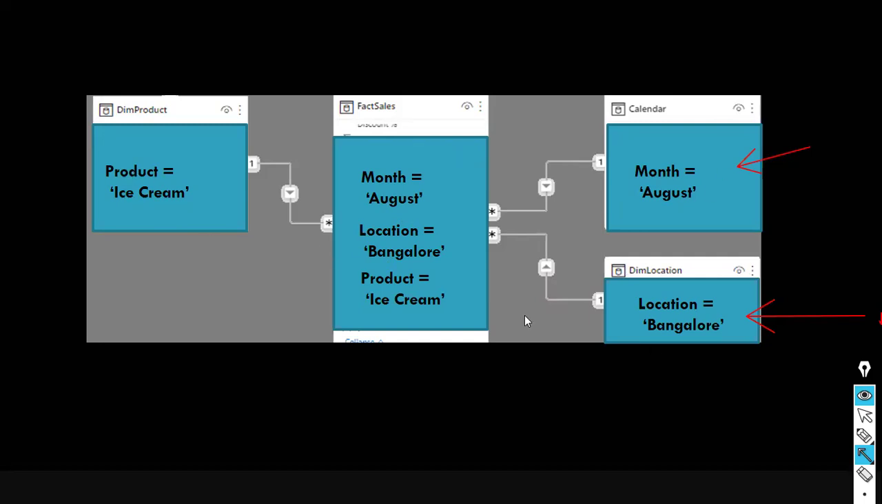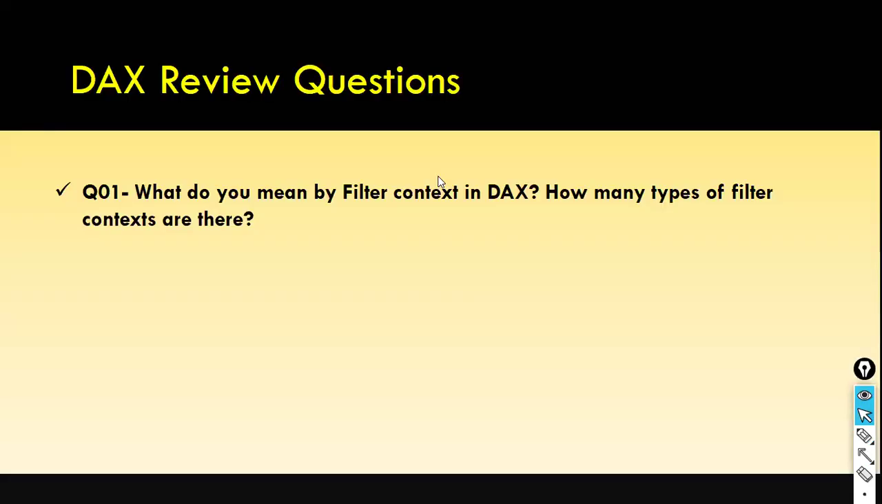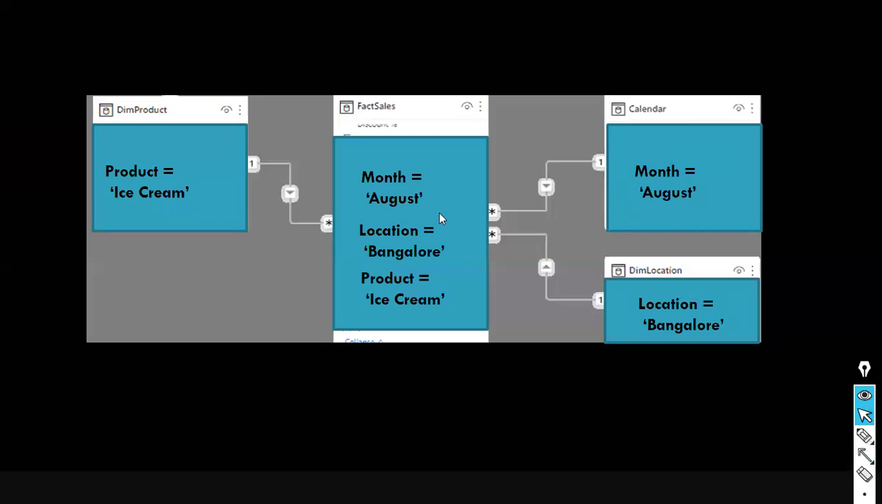In this case, it is all tables. Instead of Excel, the data are stored in four different tables. These are the dimension tables, and this is your fact table. The filters come from the dimension tables, and then it totals the sales column based on these three conditions only. All we need is the total sales for the Bangalore location where the product is ice cream and the month equals August.